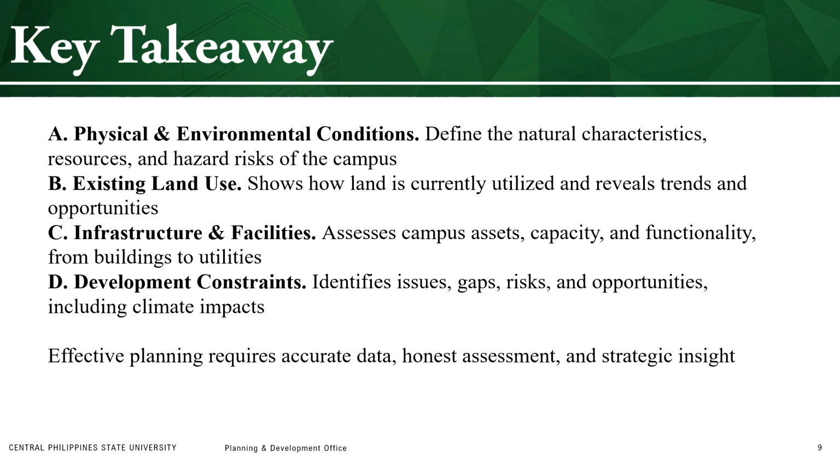Key takeaways. LUDIP is both descriptive and strategic. It tells your story and plans your future. A strong Part 2 requires a complete and honest assessment of infrastructure and constraints. Infrastructure is not just about listing assets. It's about functionality, capacity, and sustainability. Identifying gaps and risks is essential to building a resilient and forward-looking campus plan.